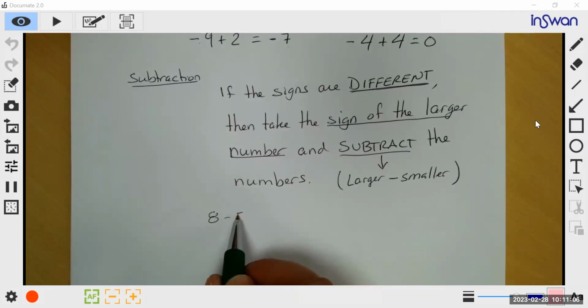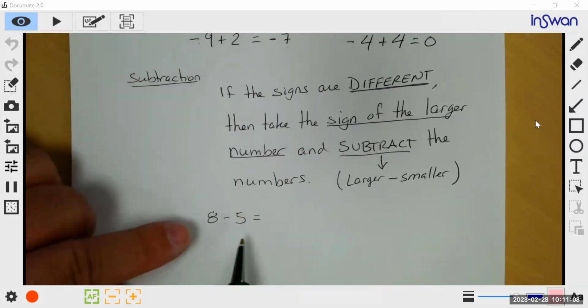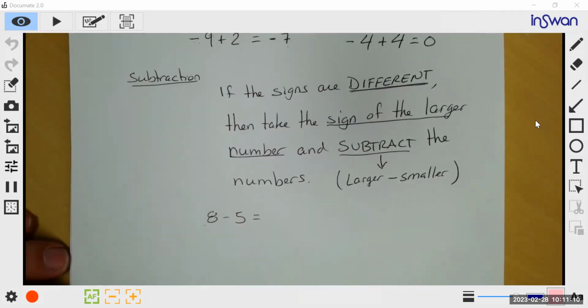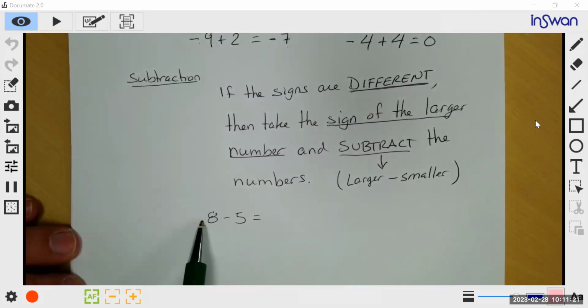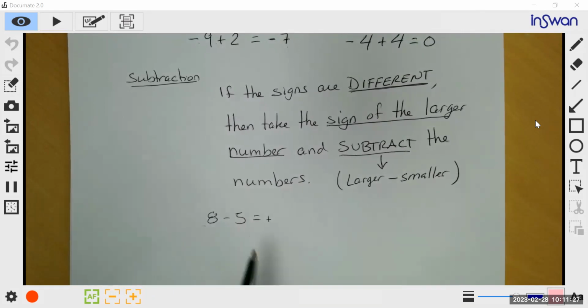So let's look at the examples we just did. Look at the two numbers. Okay, first off, they're different signs, aren't they? This one's positive, this one's negative. So I look at the two numbers, 8 and 5. Which one's bigger? 8. And what's the sign of 8? Positive. So the answer is going to be positive. I take that sign. Now I subtract them. 8 minus 5 is 3. So the answer is positive 3.